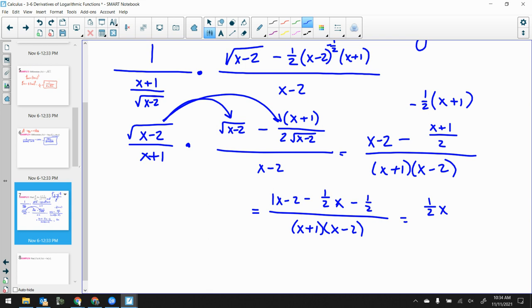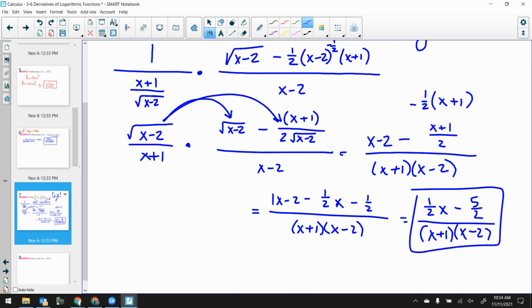So it's 1/2 x minus 2.5, which would be 5/2 if I'm looking at it as a fraction. If you wrote 2.5, that would be totally fine. And that's about as clean as we can get it. Could you just leave it as x minus 2 minus x plus 1 over 2? Honestly, I didn't really do much. The only thing is I could have combined like terms.